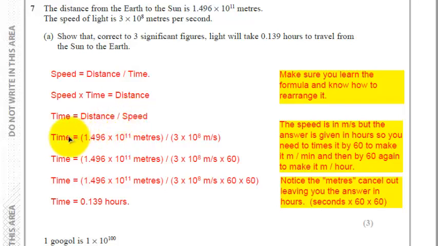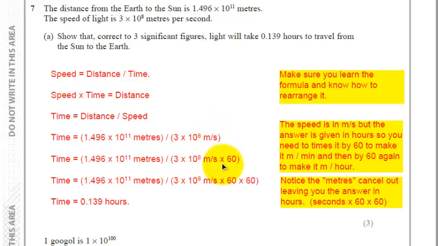So the time it takes for the light to reach the Earth will be the distance, which we take from the question, 1.496 times 10 to the power of 11 meters, divided by the speed of light in meters per second. So it's a distance divided by the speed, which is 3 times 10 to the power of 8 meters per second. Now the question wants the answer in hours, and I've got it here in meters per second.